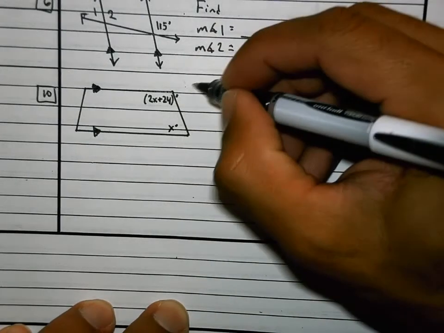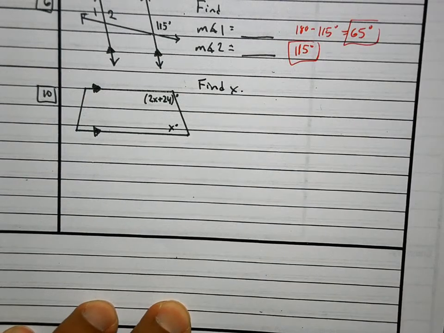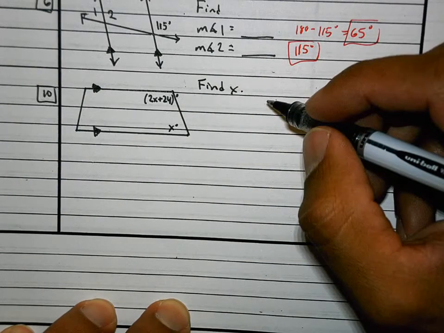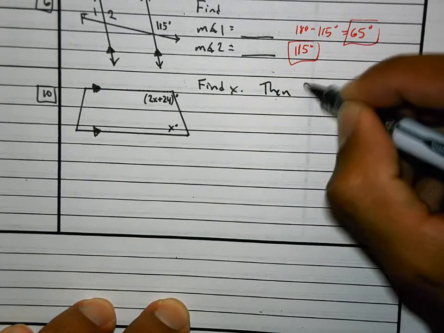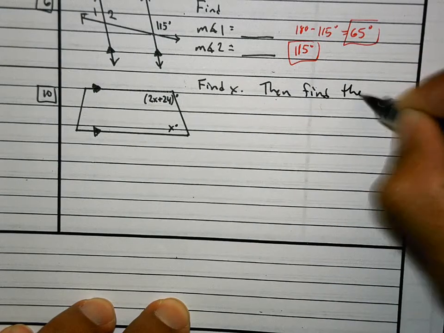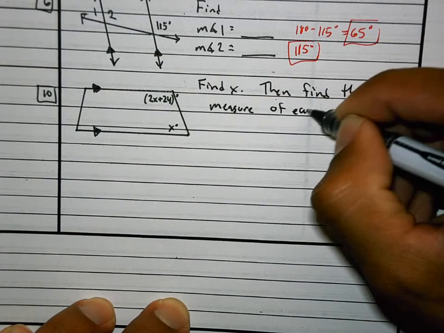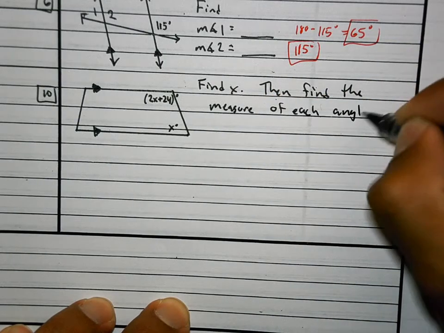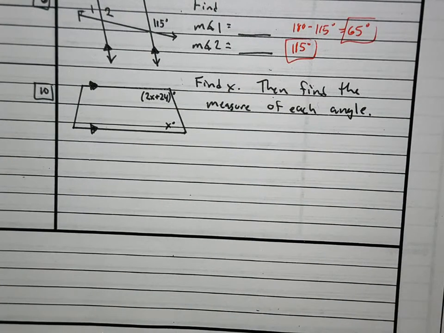Your directions will say find x. Then find the measure of each angle. So those are our directions. Find x, then find the measure of each angle.